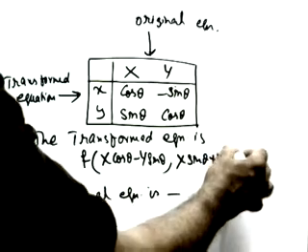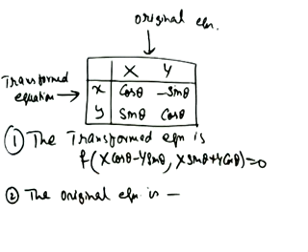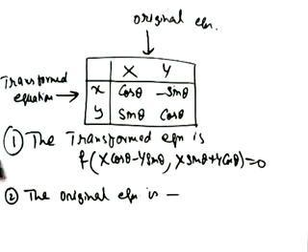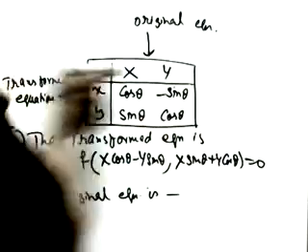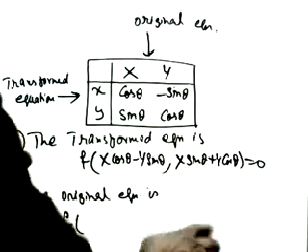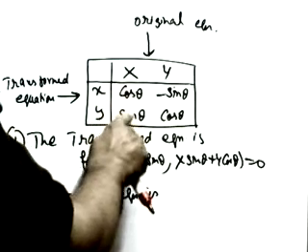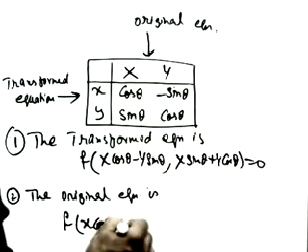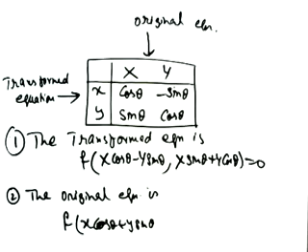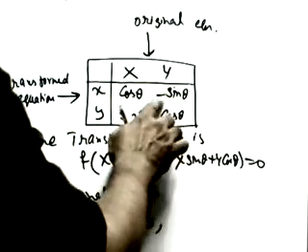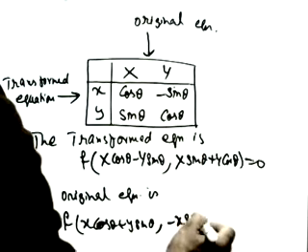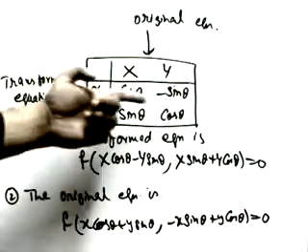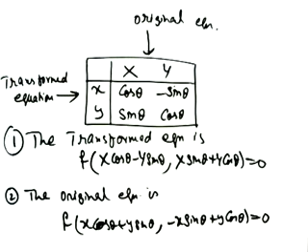So f(x cos theta minus y sin theta, x sin theta plus y cos theta) equals 0. This equation is called the transformed equation. We have to go like this. Now for the original equation, watch carefully, we have to go like this. The x coordinate is small x cos theta plus small y sin theta, comma, minus x sin theta plus y cos theta, equals 0. So these will be the formulas for the transformed equation and the original equation.